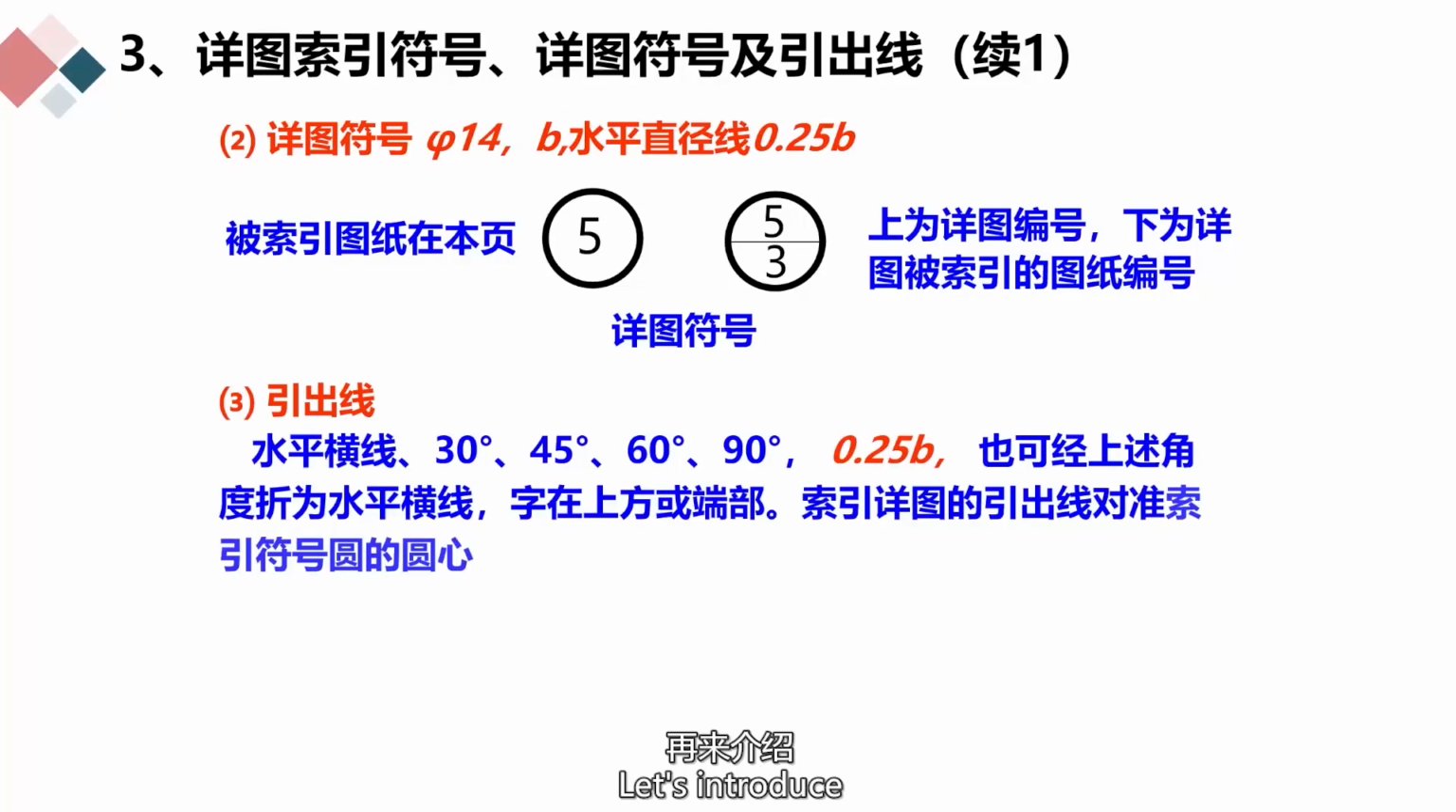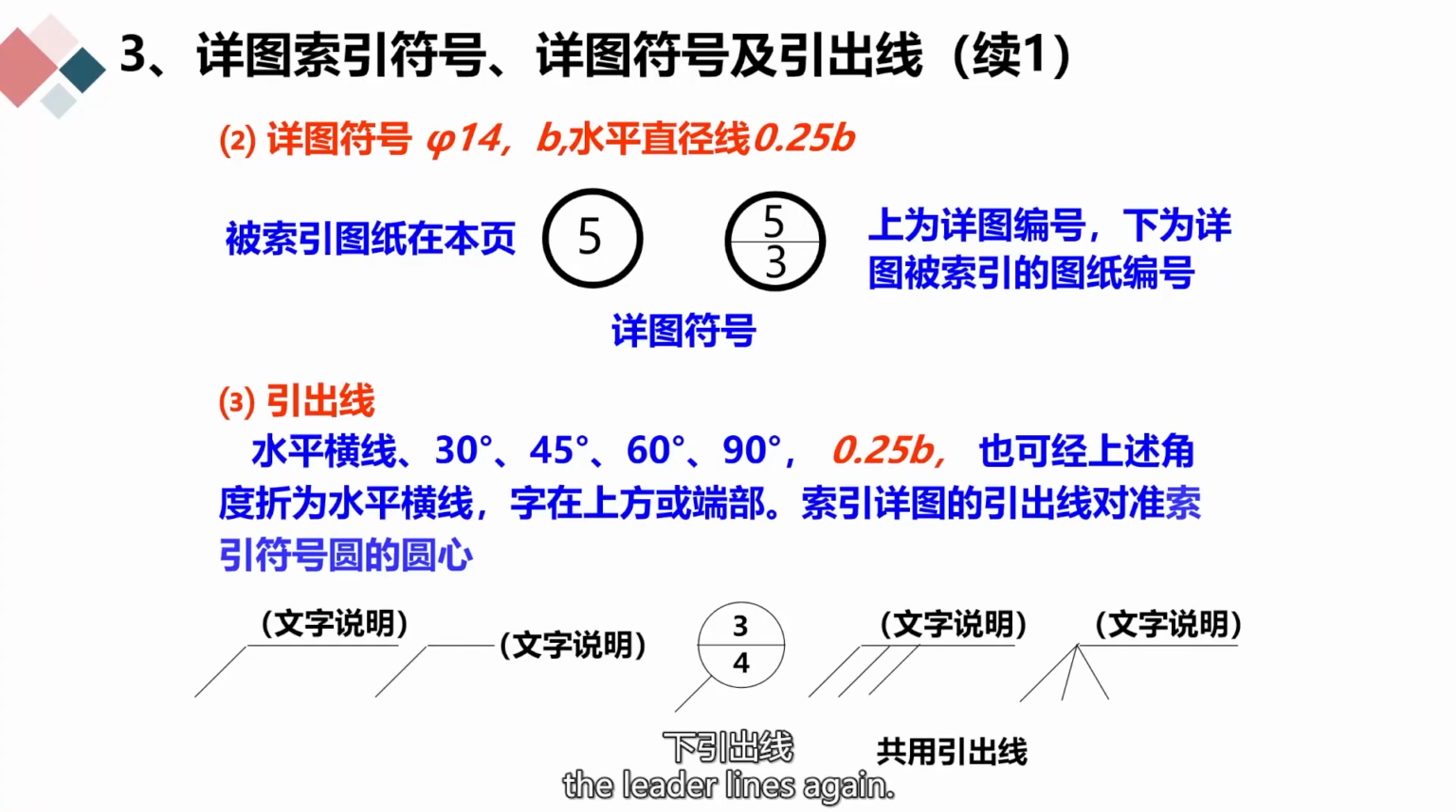Let's introduce the leader lines again. They can be horizontal lines, diagonal lines at 30 degrees, 45 degrees, 60 degrees, 90 degrees, with a line width of 0.25 b. They can also be folded into horizontal lines at the above-mentioned angles, or share the leader lines.